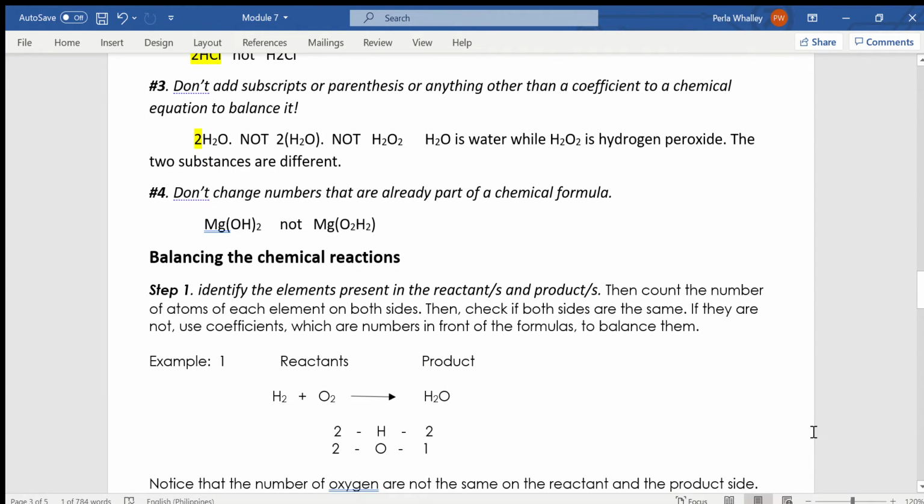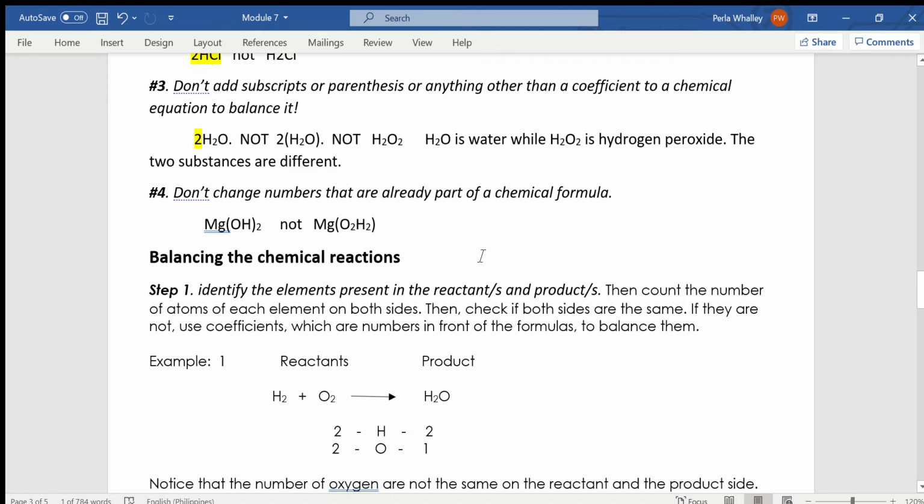Number 3, don't add subscripts or parentheses or anything other than a coefficient to a chemical equation to balance it. So it's 2H2O, not 2(H2O), not H2S, not H2O2. H2O is water while H2O2 is hydrogen peroxide, or we call it agua oxigenada. The two substances are different.